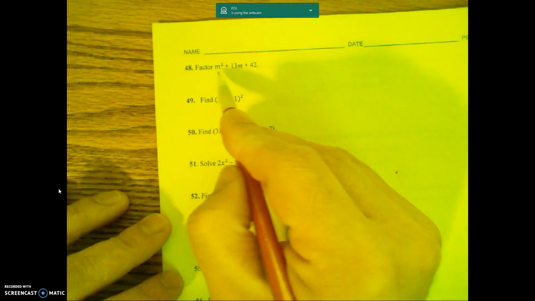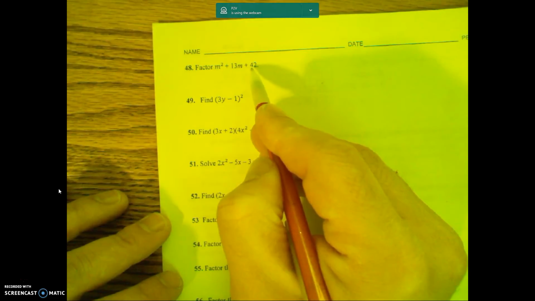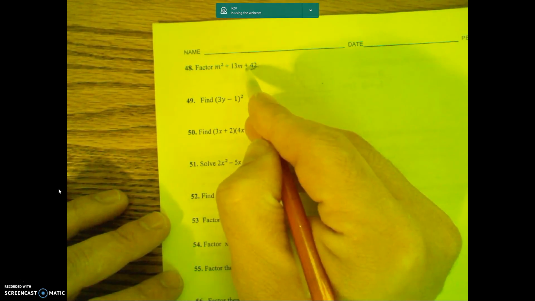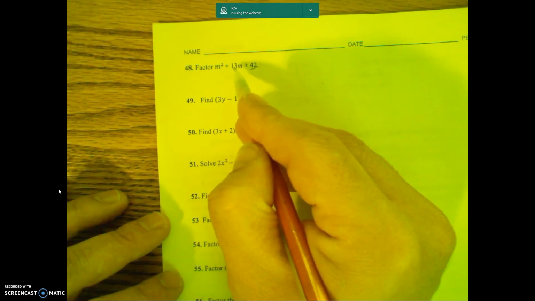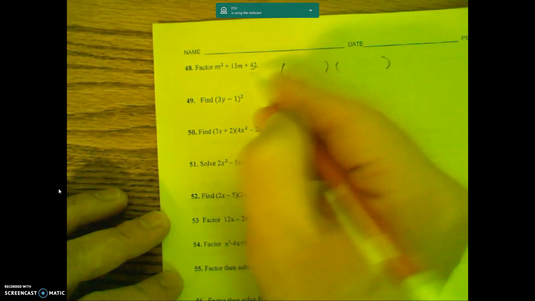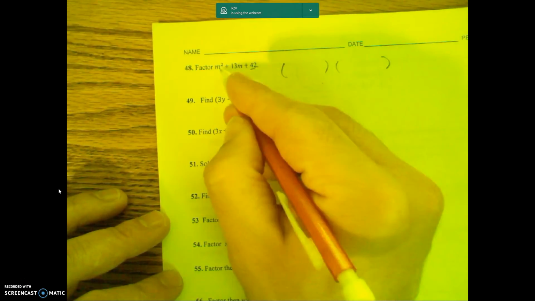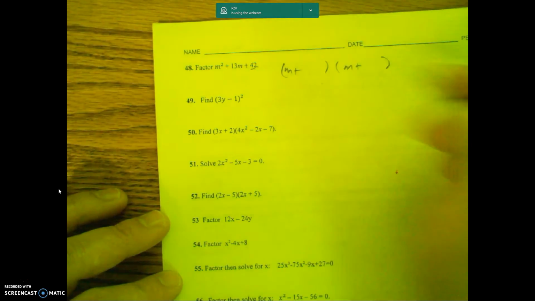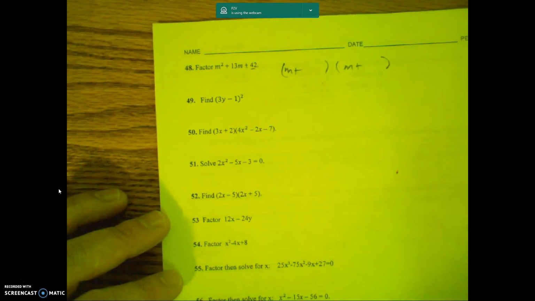So we're going to factor m squared plus 13m plus 42. So again, I asked myself factors of 42 that add to give me 13. And so I'm going to start out with my binomials. And I know the signs are the same, and I know they're both positive. So m plus and m plus. All right, factors of 42. The first thing I think of is 6 and 7.